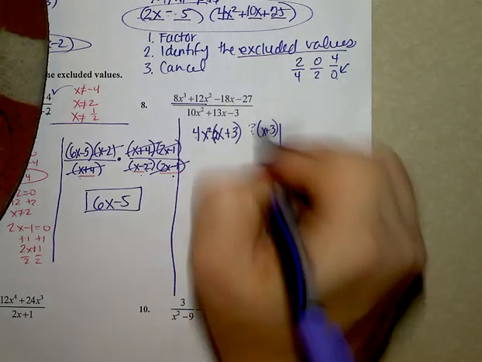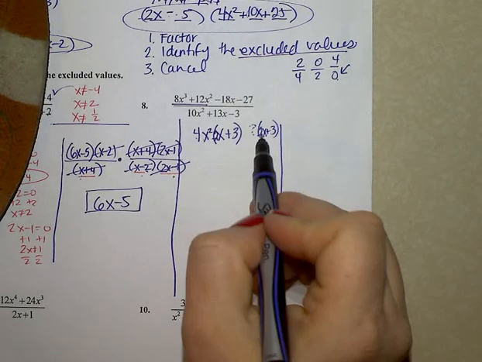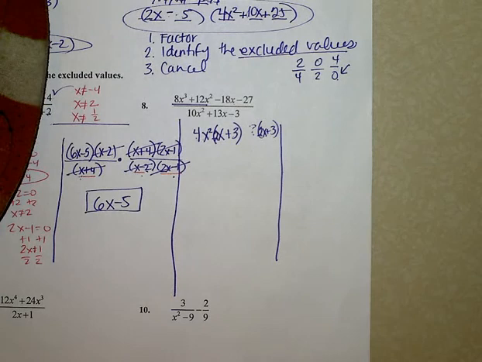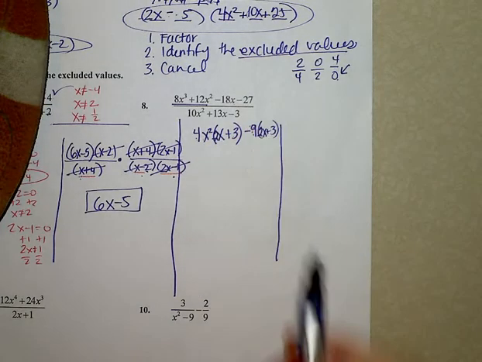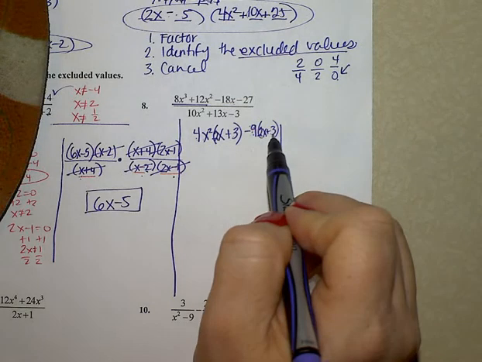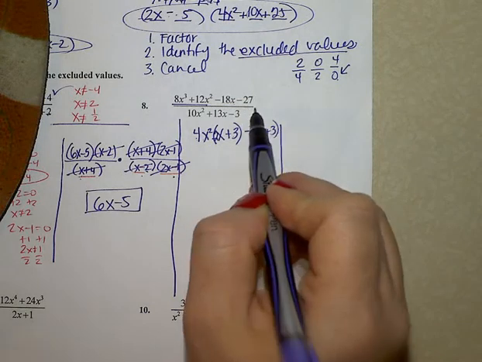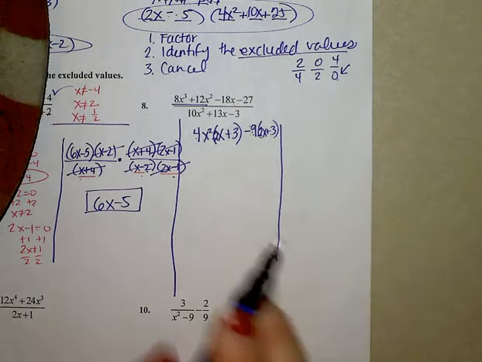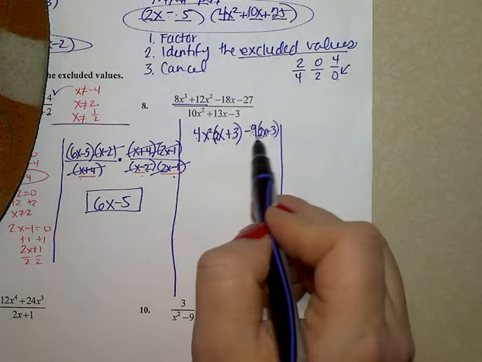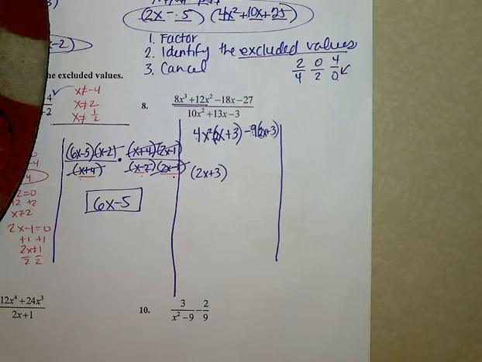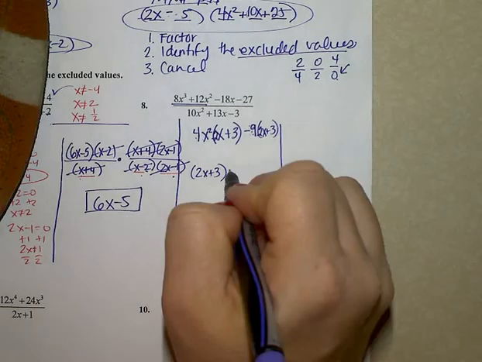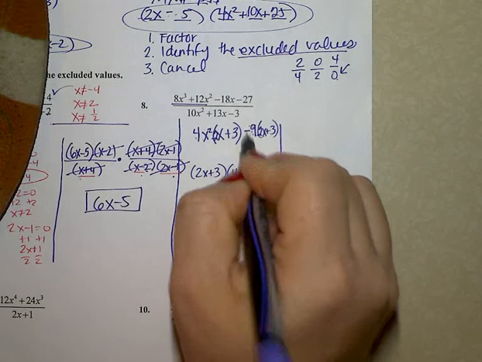Okay. So 2x times what is negative 18x? The answer is negative 9. Let's make sure we did that right. Is negative 9 times positive 3 negative 27? Yes. Both the front and the back have that parentheses 2x plus 3. What's in front of the first parenthesis? 4x squared. What's in front of the second parenthesis? Negative 9.